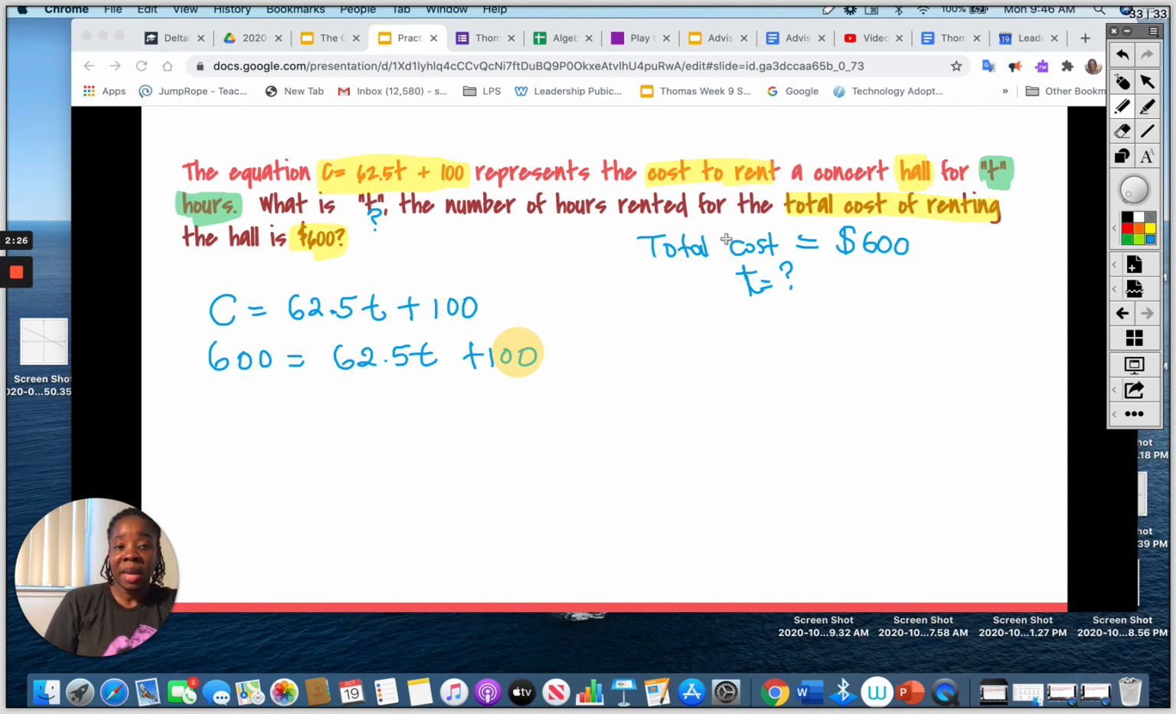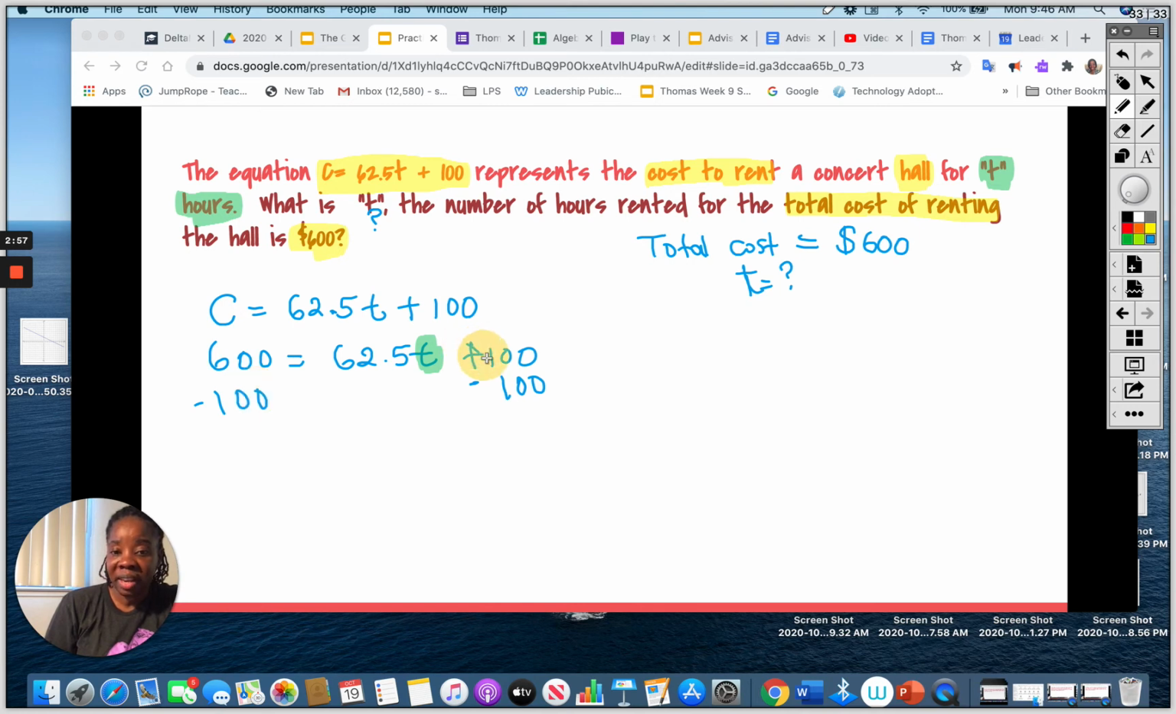My aim is to get that T by itself, and I can do that by isolating my variable. So I want to eventually get that T by itself. So the way to do that is I have to start by removing the terms that are on the same side as T using inverse operations. So the first term I'm going to remove is the 100 by subtracting 100. And anything you do on one side of an equation must also be done on the other side.